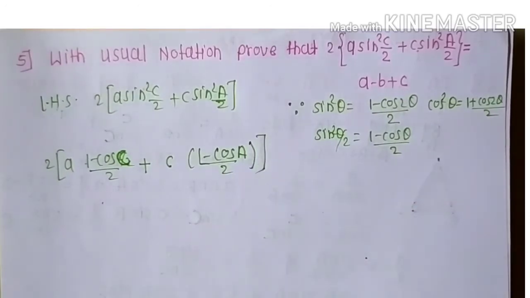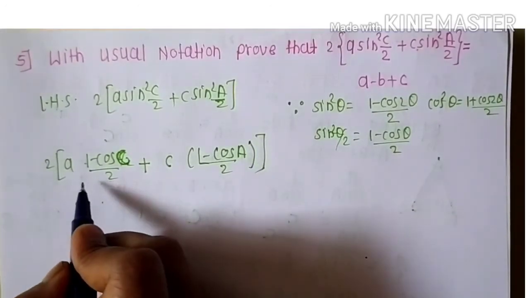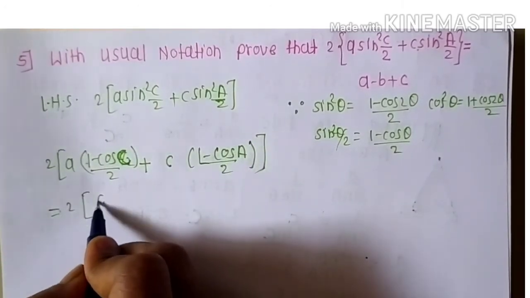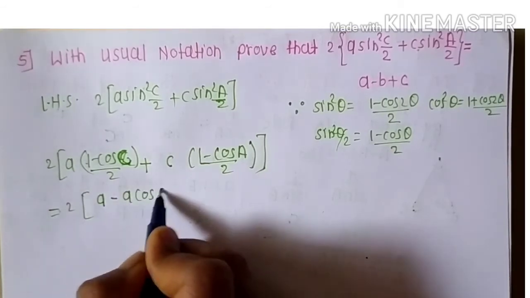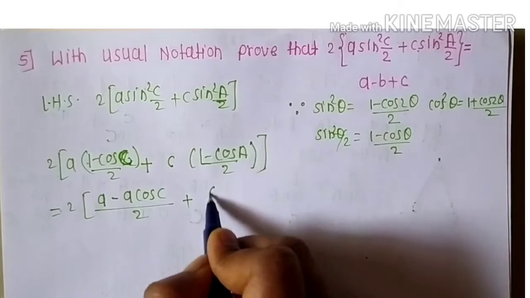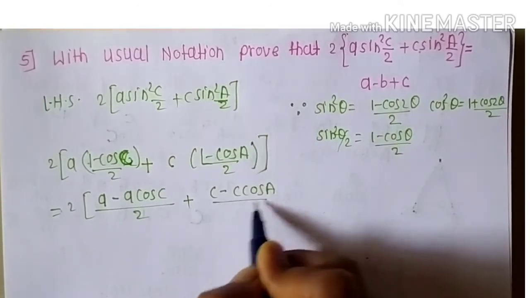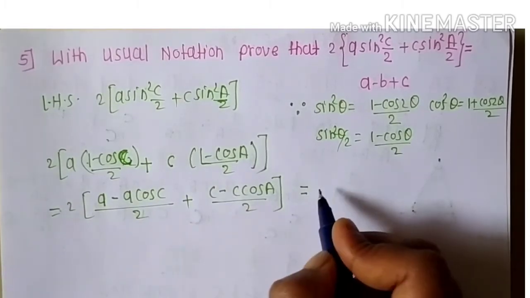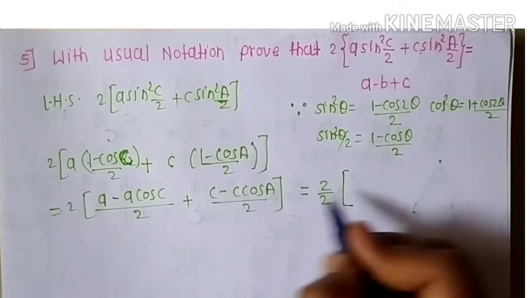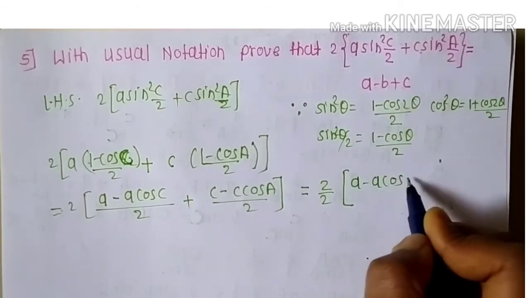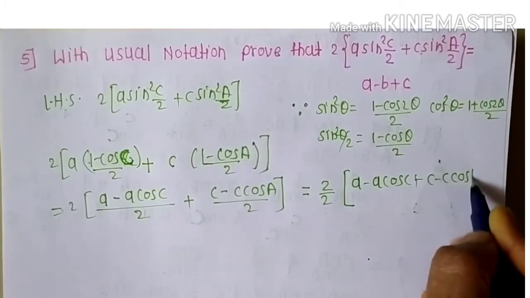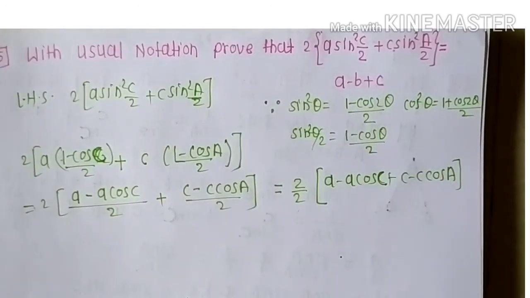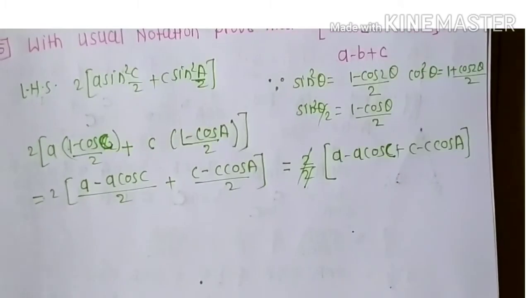Then we simplify this. We multiply a inside and c inside. Then 2 into a minus a cos C whole divided by 2, plus c minus c cos A whole divided by 2. Taking 2 outside from the denominators, this 2 gets cancelled. What remains in the numerator is a minus a cos C plus c minus c cos A. Here capital C and capital A mean angles, and small a and c mean sides. Then this 2 gets cancelled.